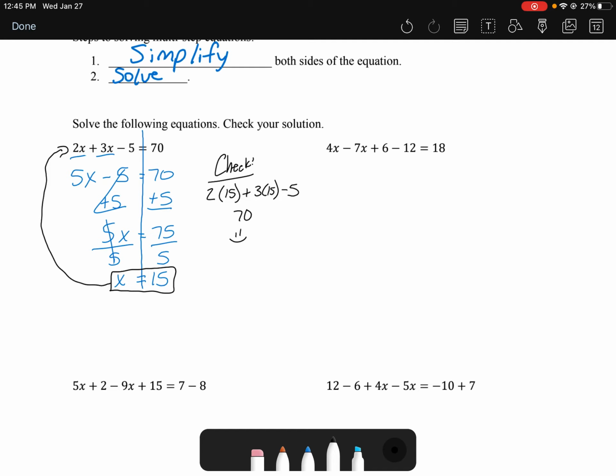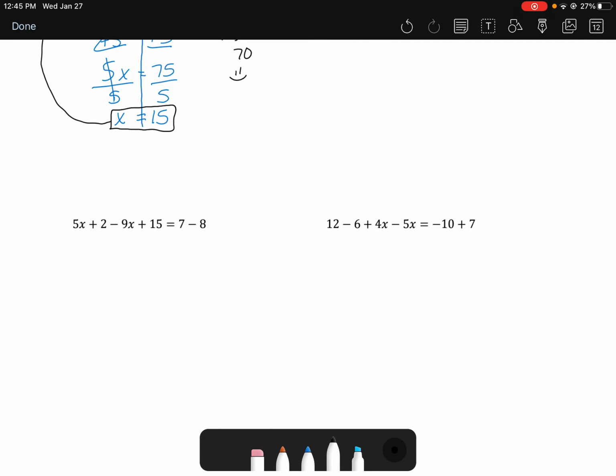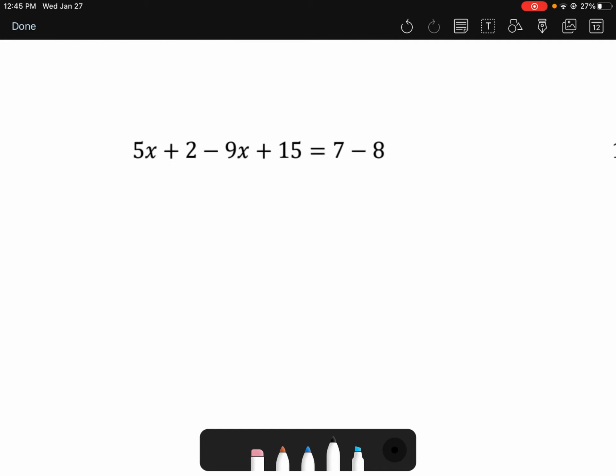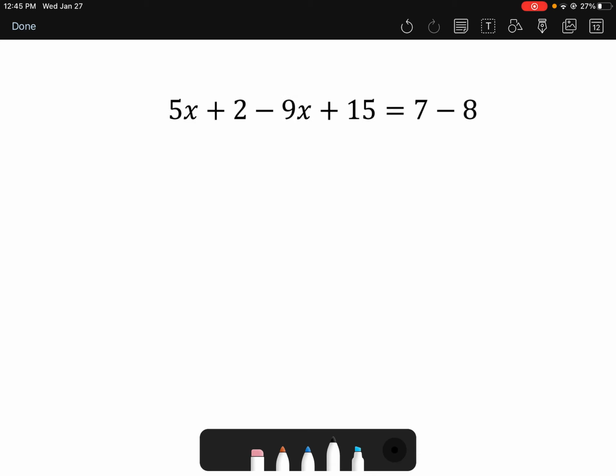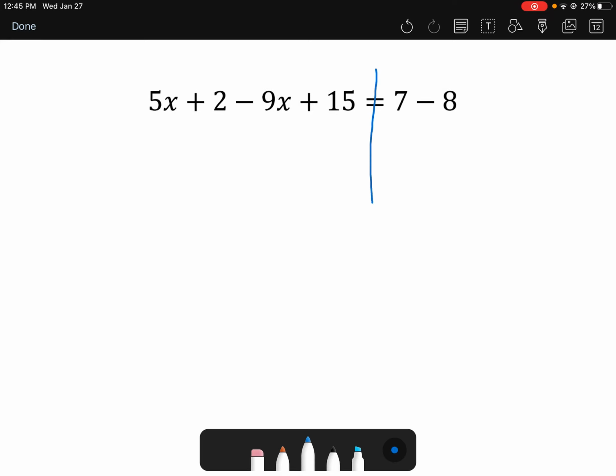I would like for us to try out this one together. So I have 5x plus 2 minus 9x plus 15 is equal to 7 minus 8. Again, I'm going to go ahead and draw a line down the middle because I don't want to get confused with things on either side.